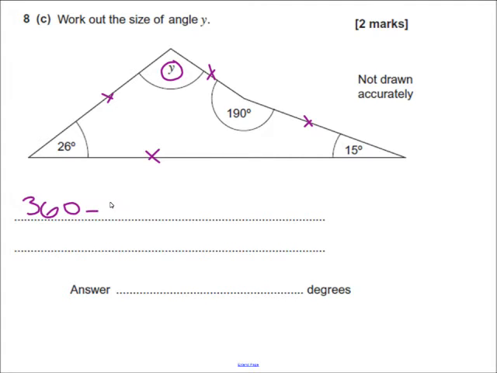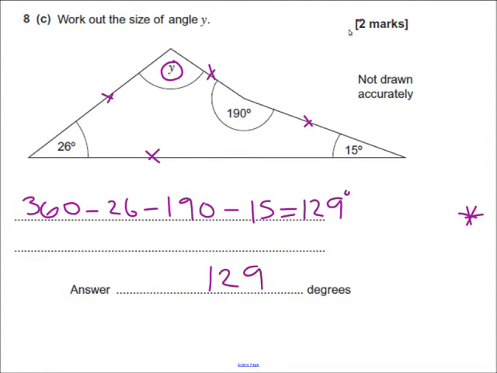So subtract 26, subtract 190, as strange as it looks, and then subtract 15. And the answer will give you the angle Y. Again, use your calculator to perform this calculation. And in my calculator, it says it's 129 degrees. So you need to put 129 in here.